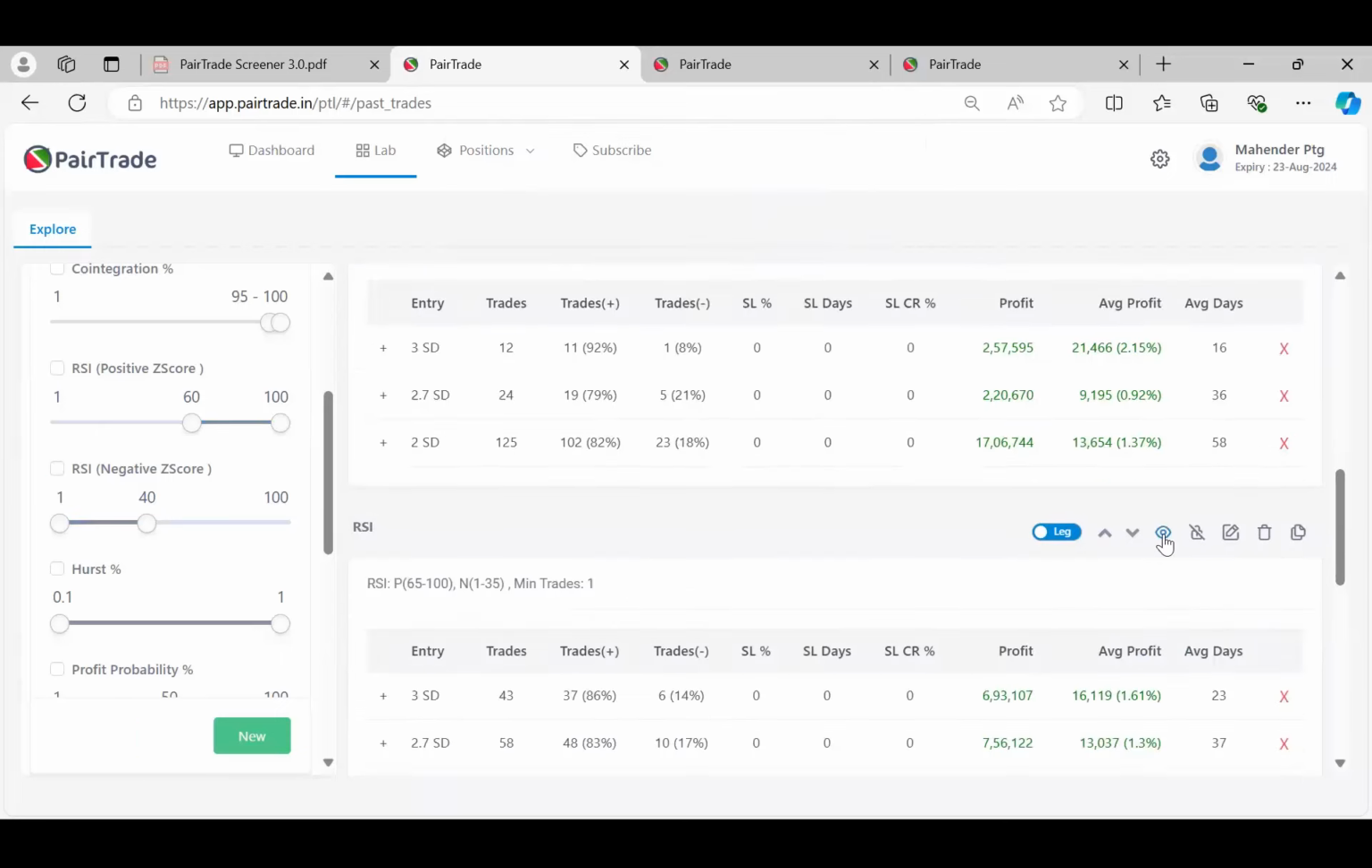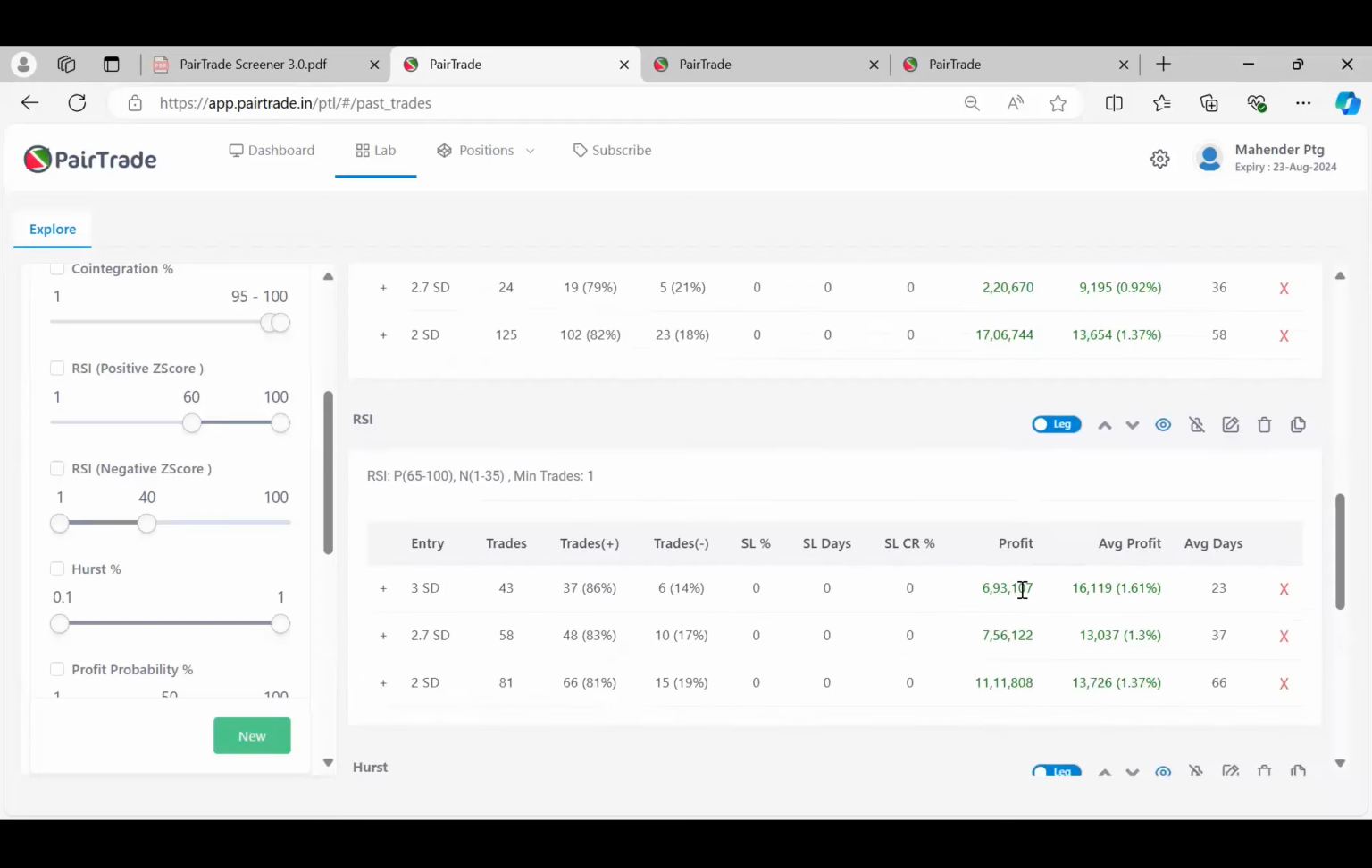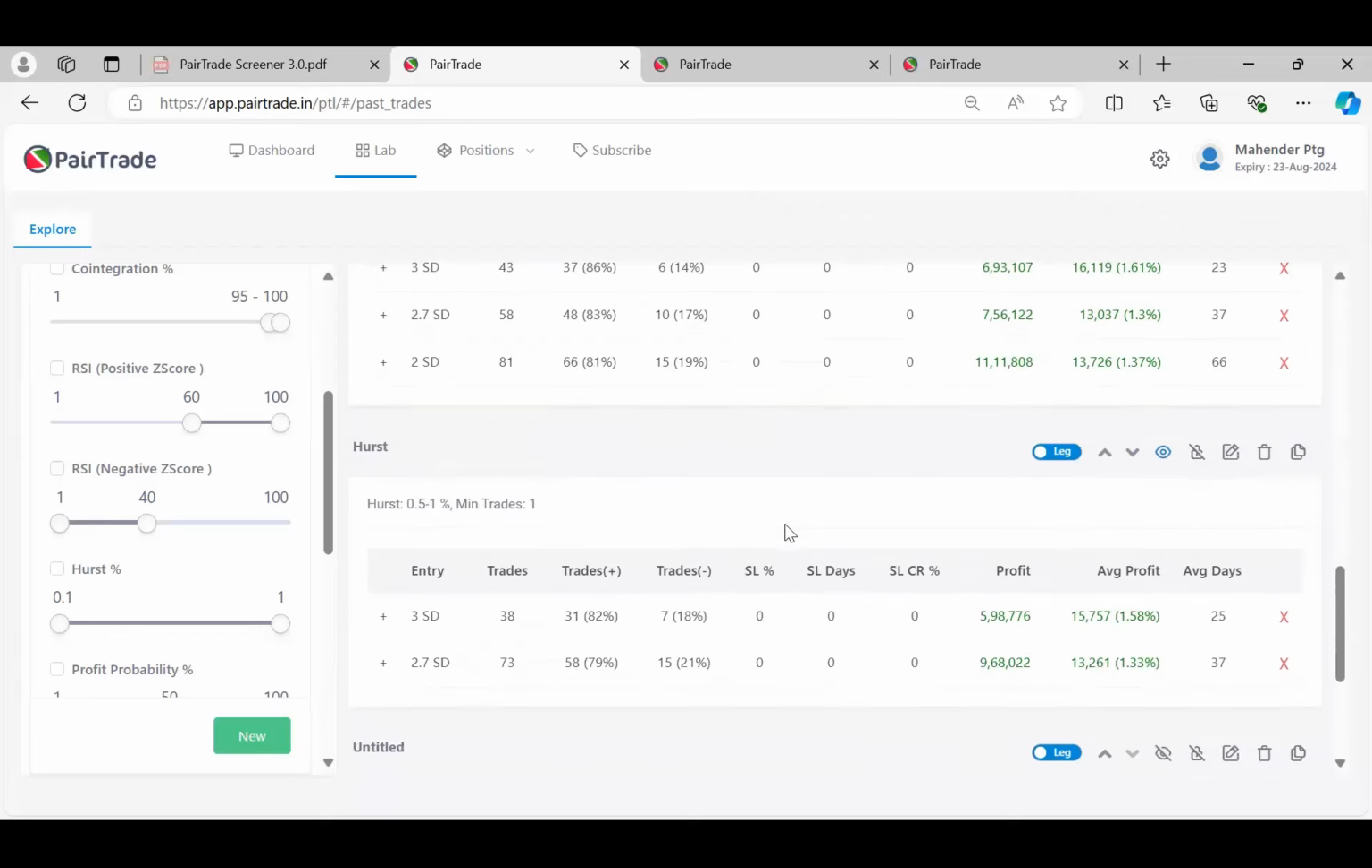I will add this to the watch list. Now I can track this combination. So one more thing is, suppose you have fixed this one. Now you are happy with this combination. You want to lock this one. So I can use this lock. When you lock that one, you will not be able to delete. You will not be able to edit anything. It's a simple functionality where you can lock the settings.